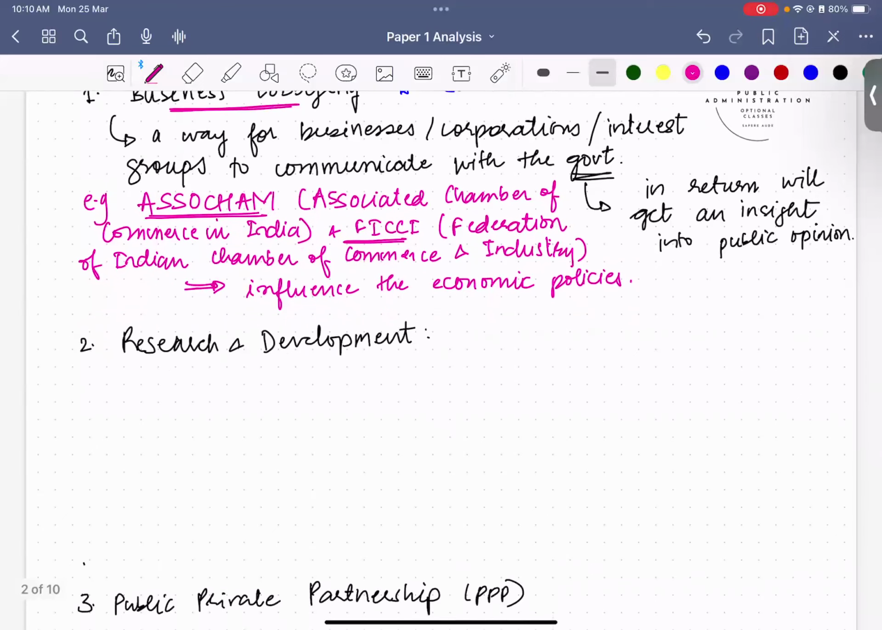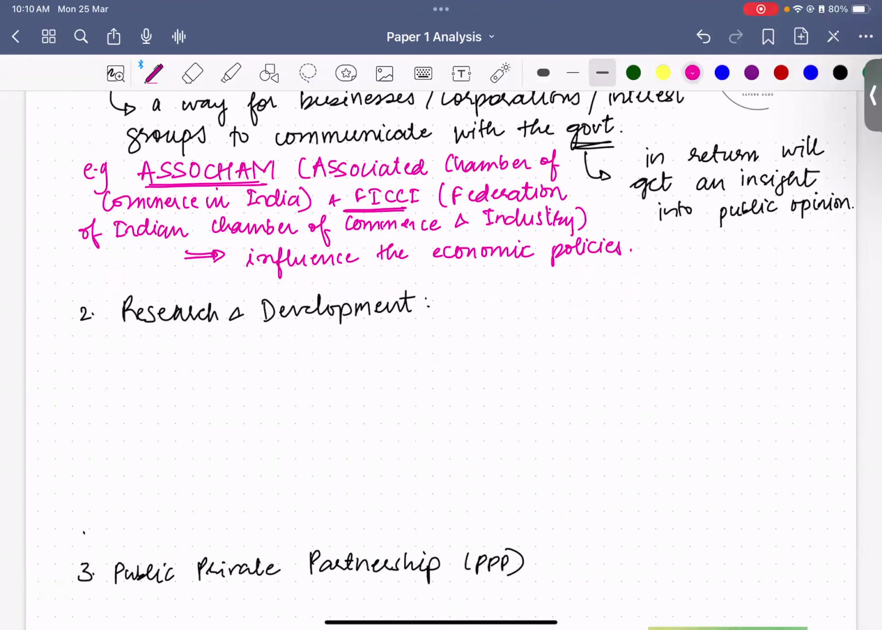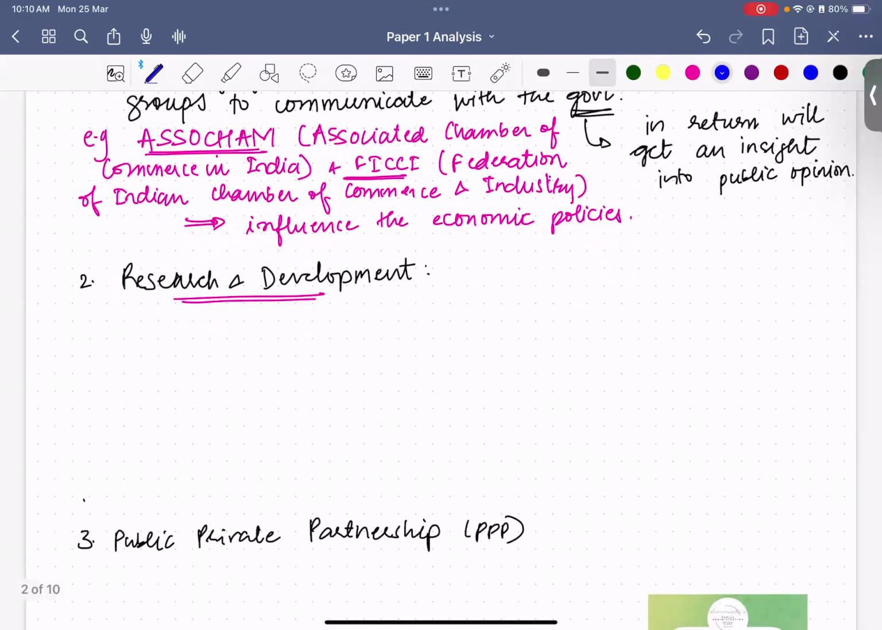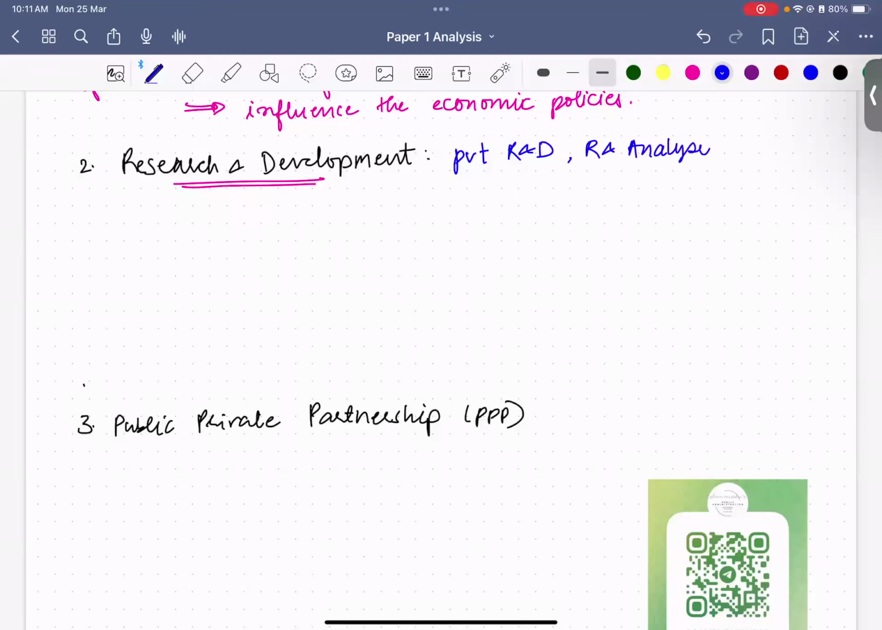Then secondly, we have research and development. How does the private sector influence the economic policies? Via research, via private research and development and research and analysis. How does it do that? There are different think tanks.